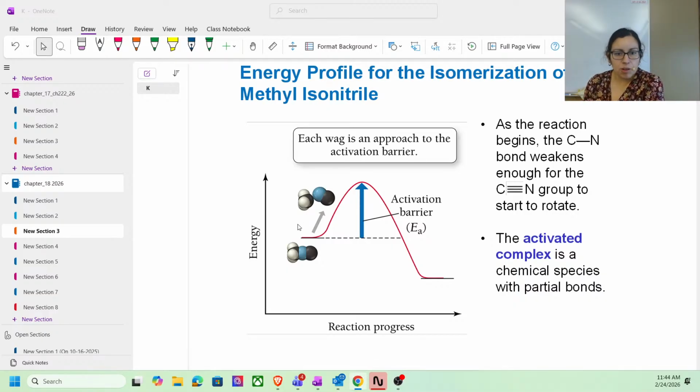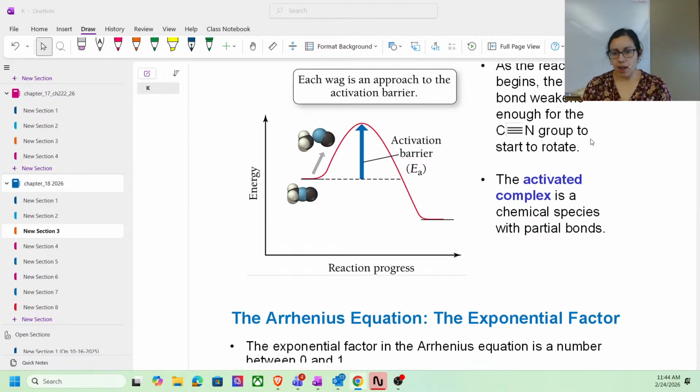And then it's just showing, again, our energy profile for this isomerization and showing that our CN bond weakens and it's enough to rotate. And again, there is bonding activity between that, so it does allow it to kind of side-end with that activated complex. So it describes it as a partial bond there.